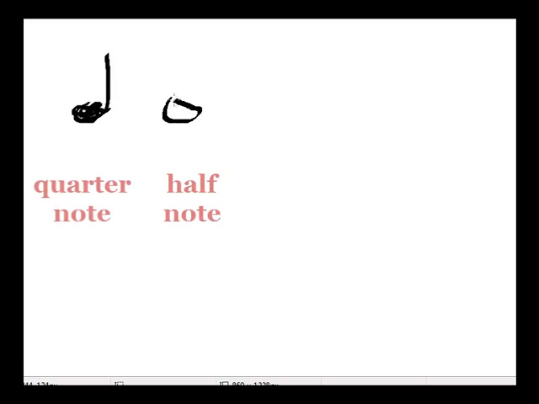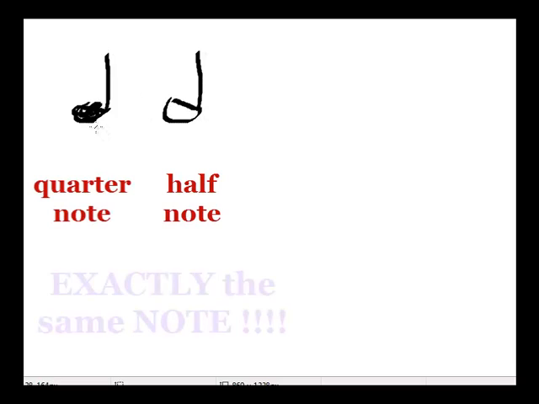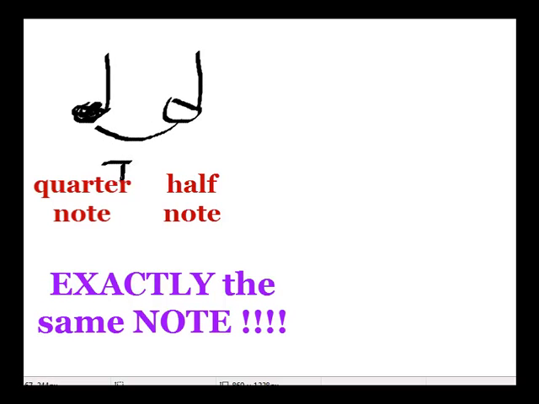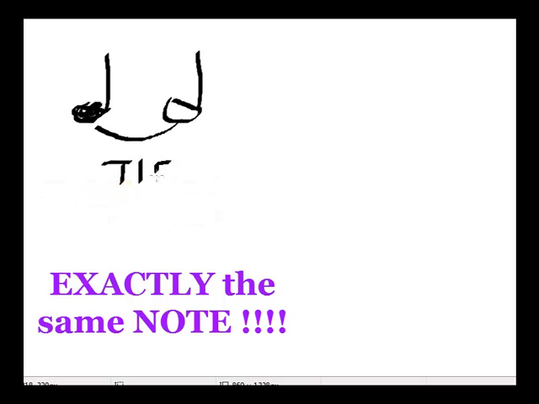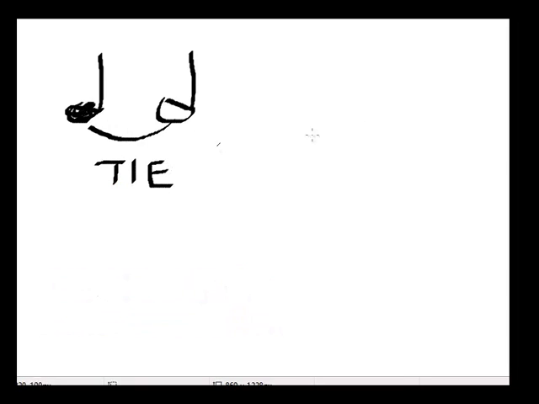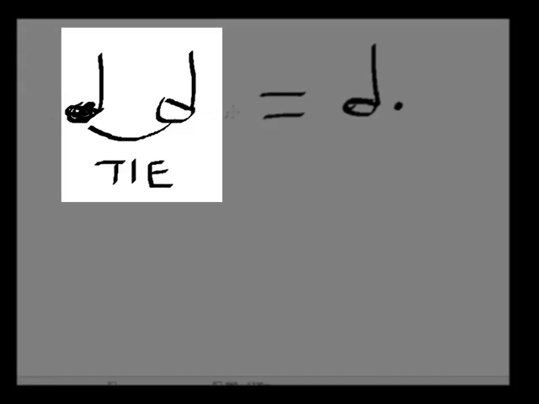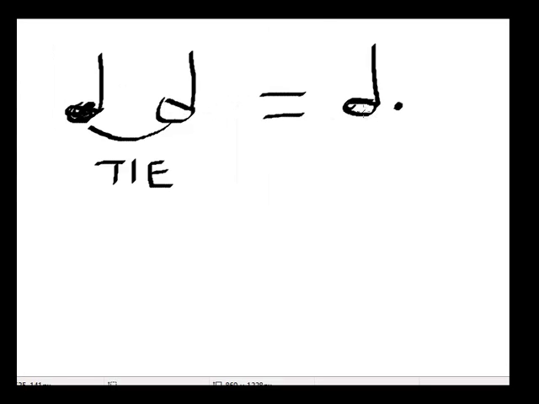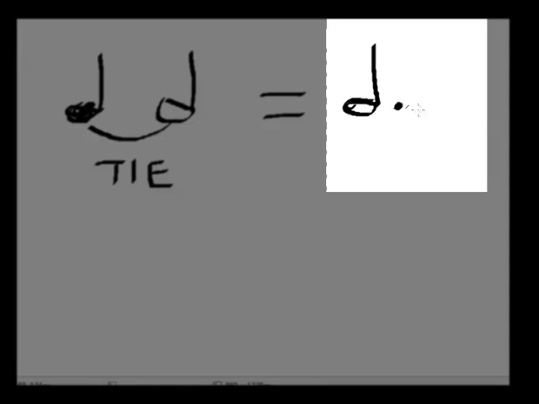A tie is a little curvy line between two notes. They can be of any value. If they are exactly the same pitch, this is called a tie. What does this mean? It means that you are making a sound at the beginning of it, and then you just hold it on. The equivalent number of beats here would be 3. So you make ta, just as you would make for the dotted half note, ta.